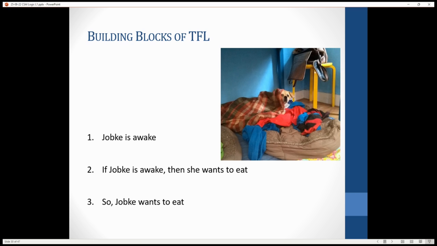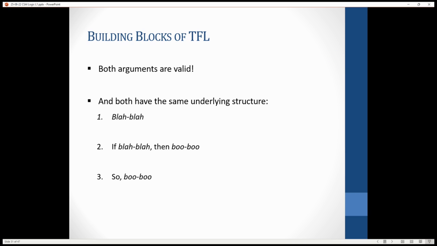Does this argument look familiar? Yeah, it's the same, right? It's the same structure. This one and this one, all we're really worried about is whether she's awake or asleep. Basically the same argument here. Both arguments are valid, and both have the same underlying structure. Blah, blah. If blah, blah, then blue, blue. Therefore, blue, blue. It doesn't really matter what these are.